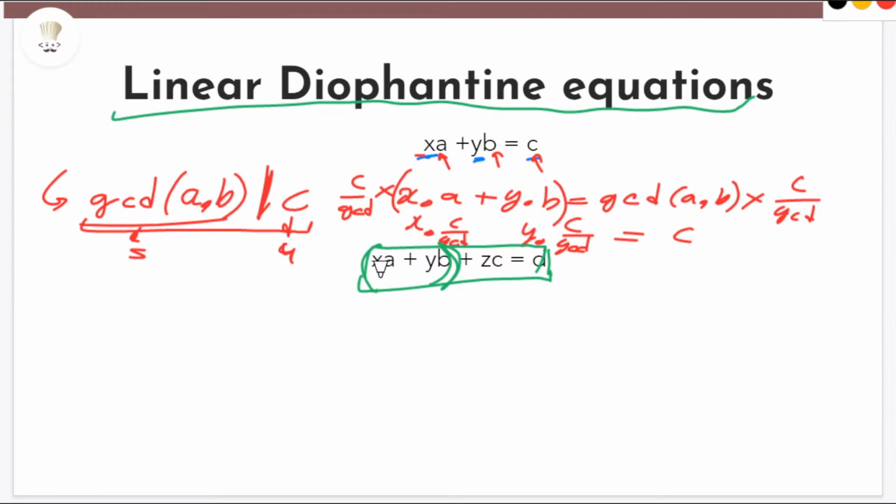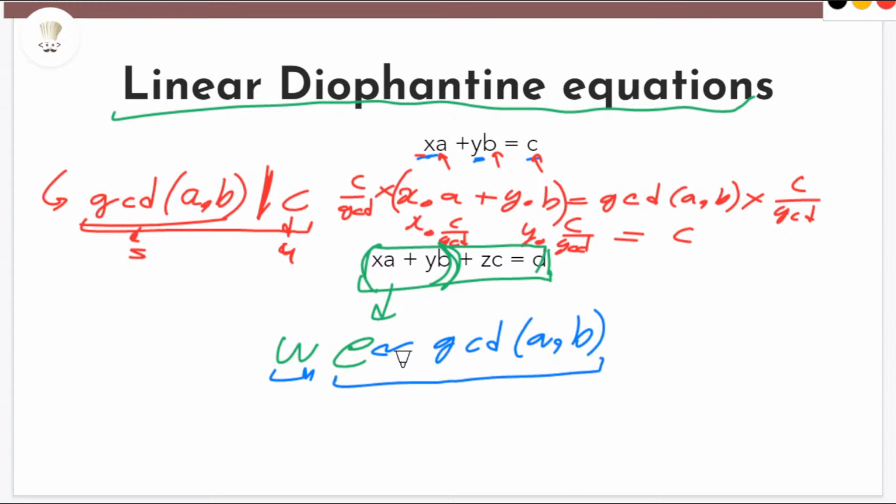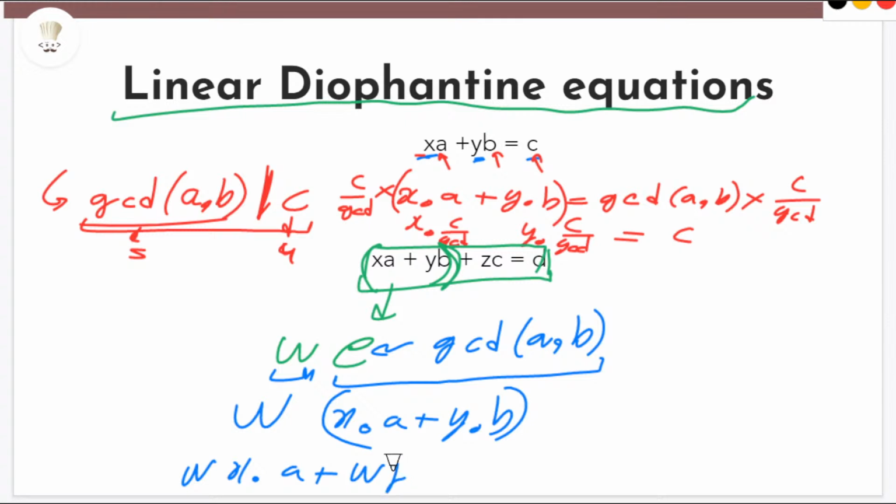What you basically do is you write xa plus yb as sum w into e, where e is GCD of a comma b, and w is just any number that we are picking up. W is some integer, and e is equal to GCD of a comma b. As e is equal to GCD a comma b, we can write it as x naught a plus y naught b as well. We multiply that by w, we get w x naught a plus w y naught b plus z c is equal to d.